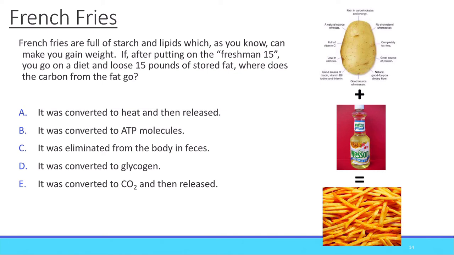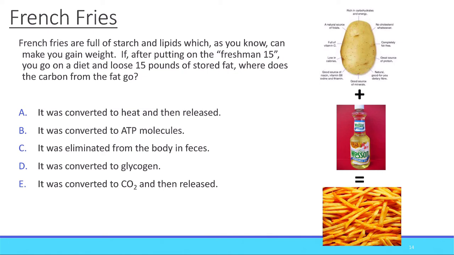Where does the carbon from the fat go? First, if I wanted to update this question, I've seen a lot of jokes on Twitter. Instead of talking about the freshman 15, the quarantine 15. So this idea of, when we are working out, where does the food that we are eating, where does that carbon from the fat go?